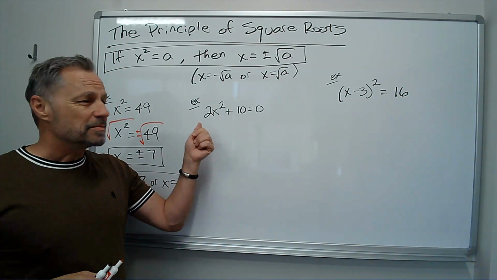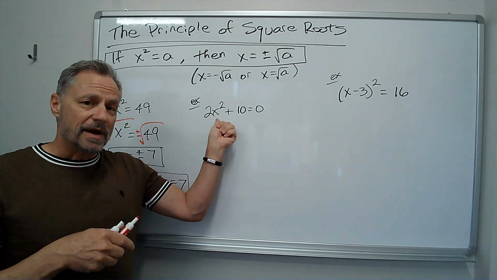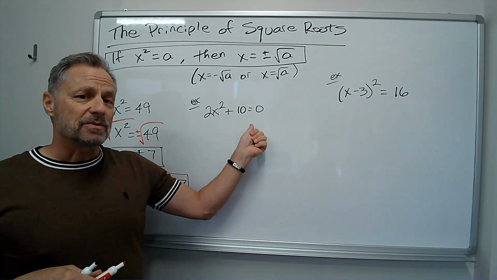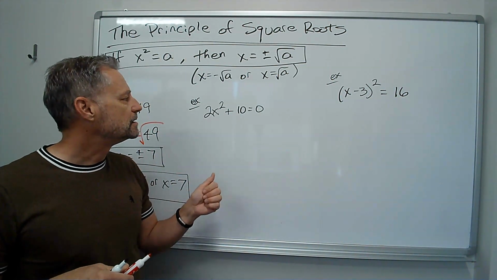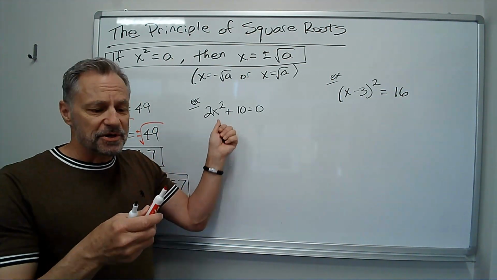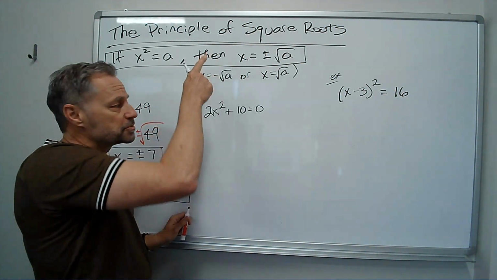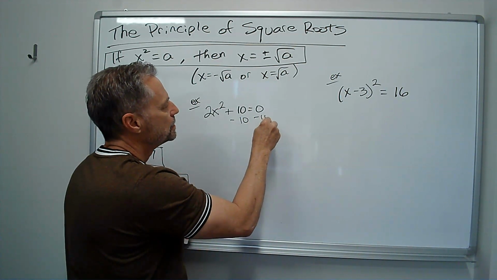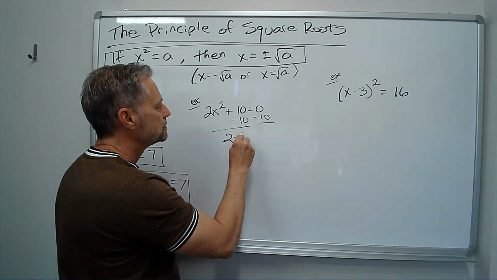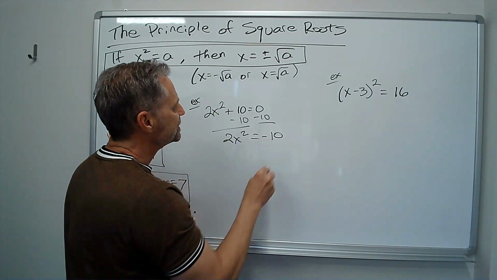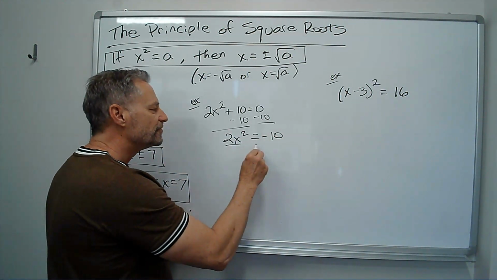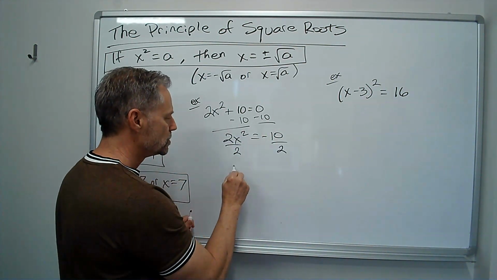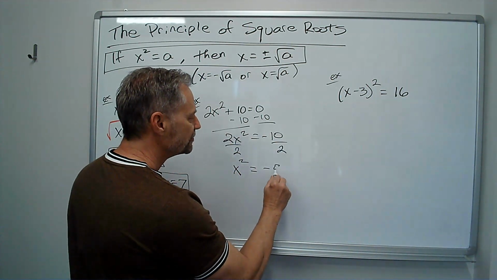So here's a problem. Usually when I have an x squared, I have a quadratic. I want to set it equal to 0 so I can factor. Well, if I have an x squared but no x term, I can use this property. I want to get the x squared by itself first. So we'll subtract 10. 2x squared equals negative 10. We'll divide by 2. X squared equals negative 5.